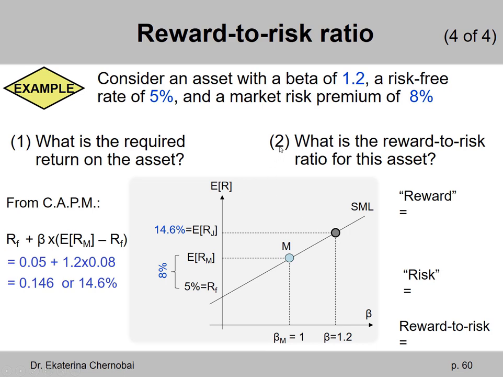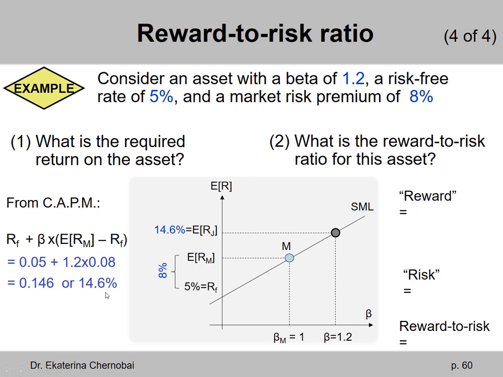And then we have the second question that needs to be answered. What is the reward to risk ratio for this asset? Let's calculate the reward. Let's calculate the risk and then divide the reward by risk, which will give us the reward to risk ratio. What is the reward? Reward is basically the risk premium.